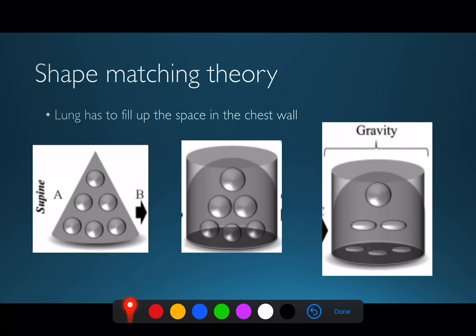Now, if you imagine someone with just gravity, these alveoli at the top of the lung are going to be drawn up, and there's no weight pushing down on them, so they're going to be really expanded. And then as you move down the lung, you're going to see these alveoli getting more and more pushed down by the weight of the lung above. Now let's think about the patient who's proned.